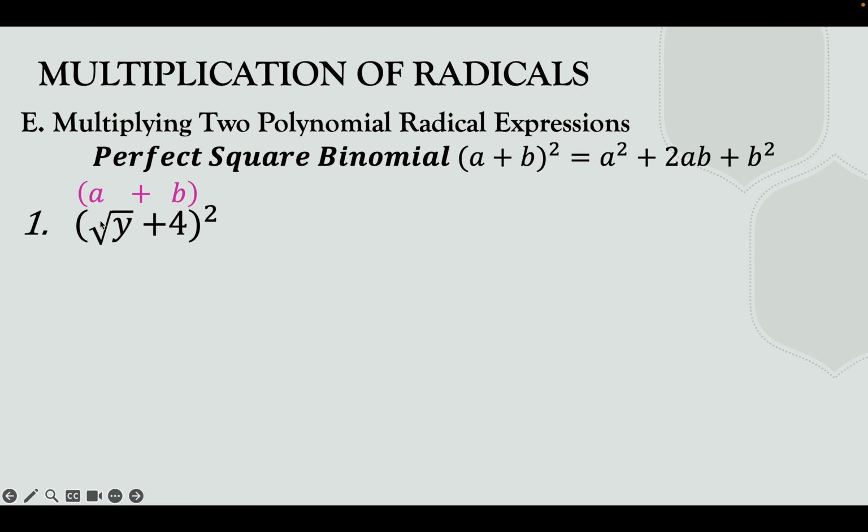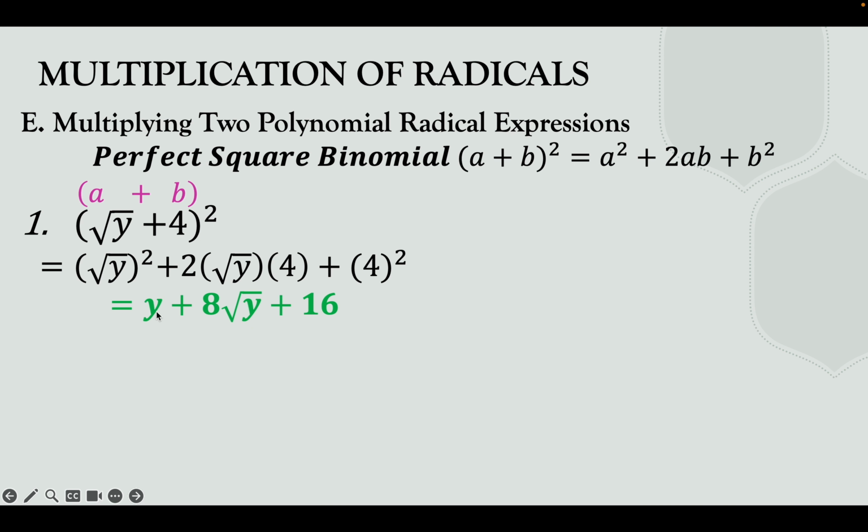So again, what are the steps in simplifying a perfect square binomial? We just need to square the first term. So we have square root of y squared plus 2 times the first term, square root of y, times 4, the second term, plus the square of the second term, 4 squared. So we have here square root of y squared, so we can eliminate the square root and the exponent 2, so we have y plus 2 times 4, we have 8 square root of y plus 4 squared, we have 16. So that is the final answer.